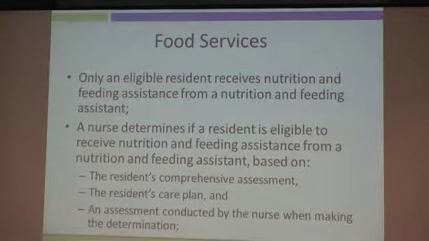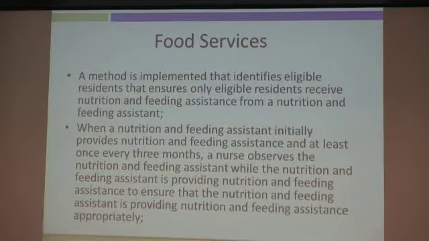Only an eligible resident receives nutrition and feeding assistance from a nutrition and feeding assistant. A nurse documents if a resident is eligible to receive the nutrition and feeding assistance, and it has to be based on the resident's comprehensive assessment, the resident's care plan, and an assessment conducted by the nurse making the determination. A method is implemented that identifies eligible residents, ensuring only eligible residents will receive the assistance.